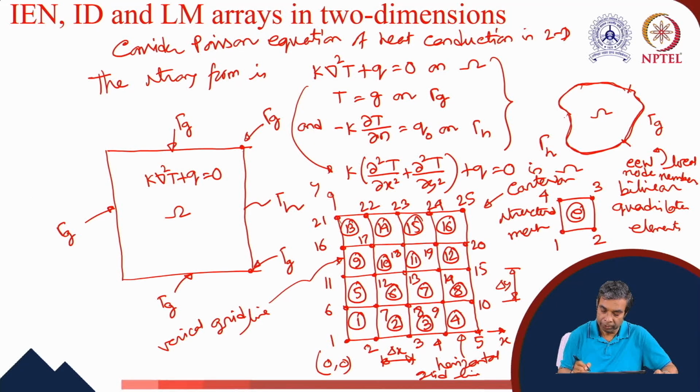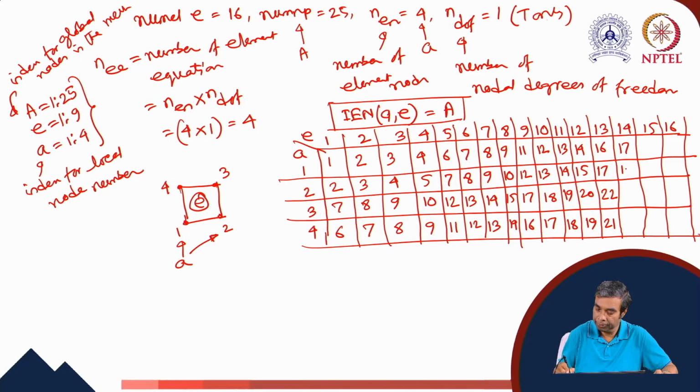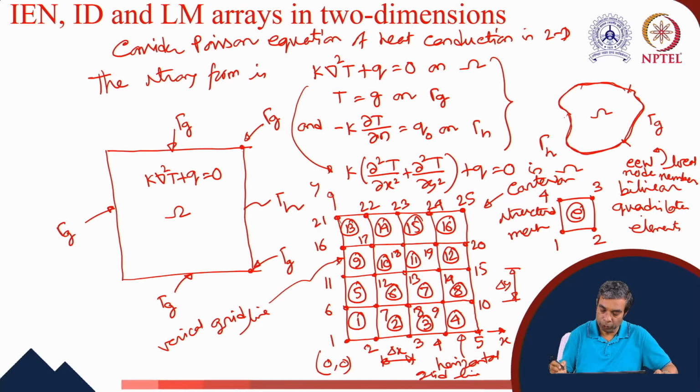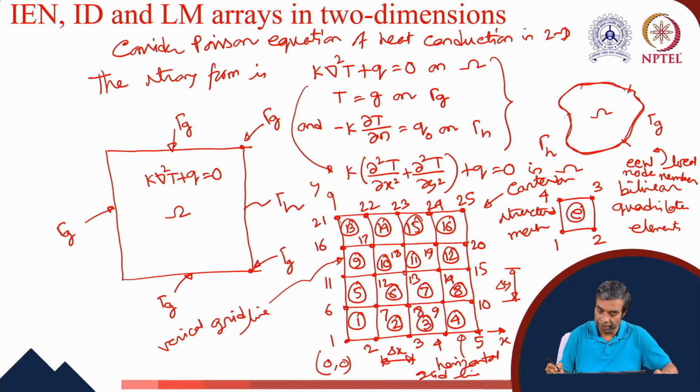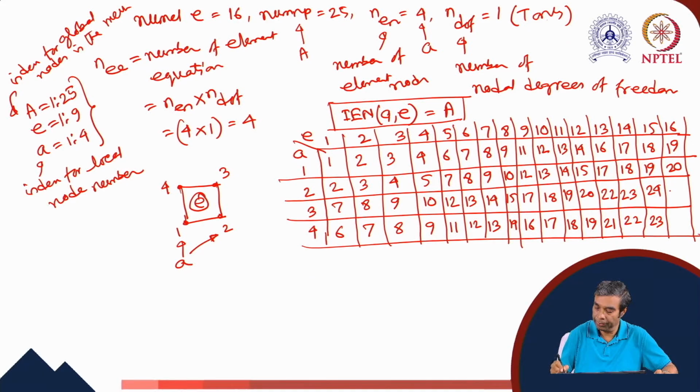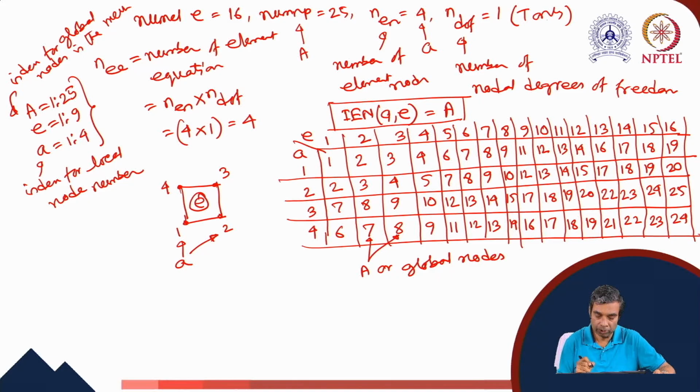Then 17, 18, 23, 22. Next 18, 19, 24, 23. And finally, for the last element, we get 19, 20, 25, 24. So in the boxes, we are getting the capital A quantities, or the global node numbers. Now we have identified the global nodes corresponding to every element and every local node.